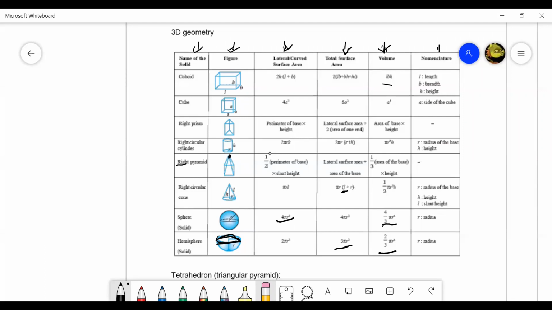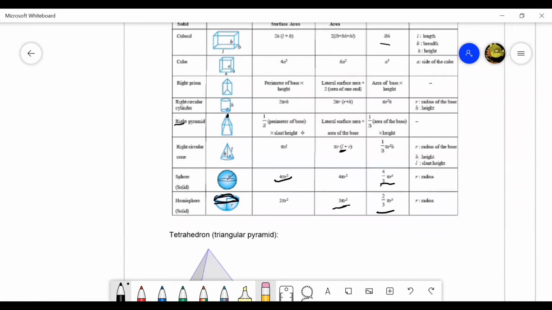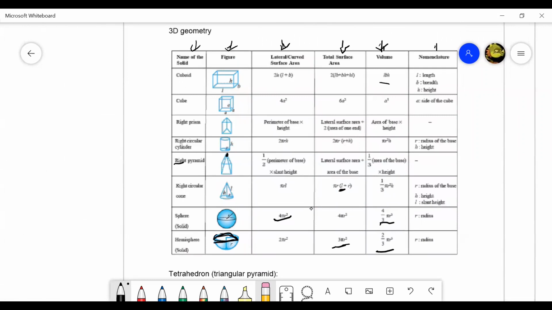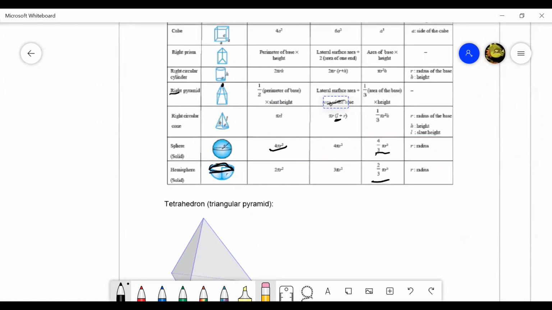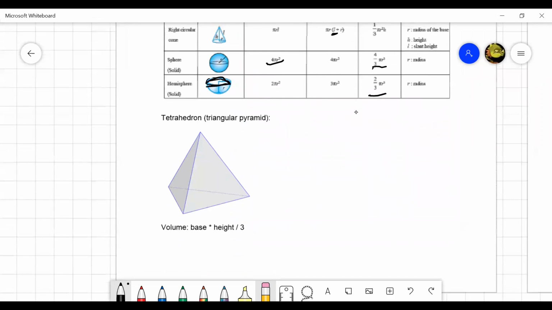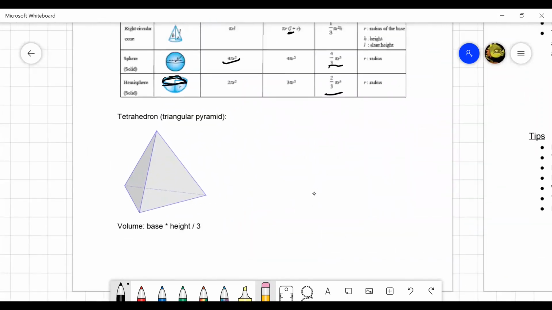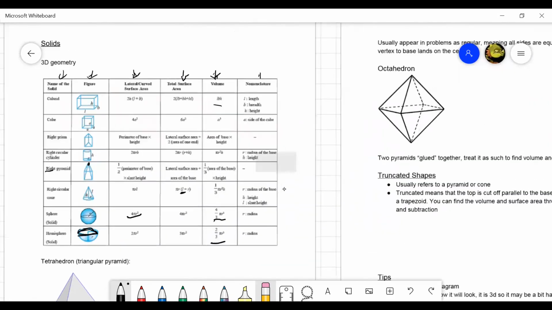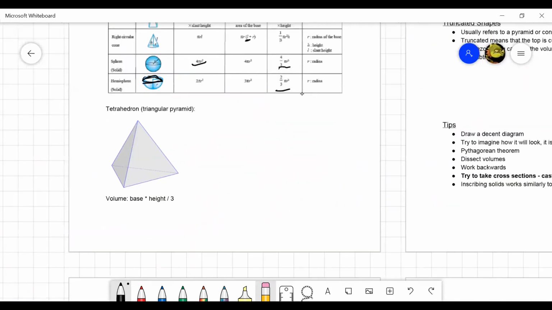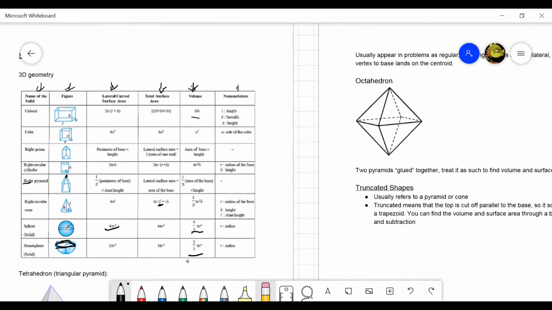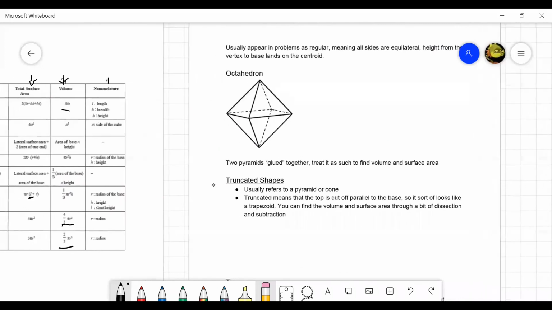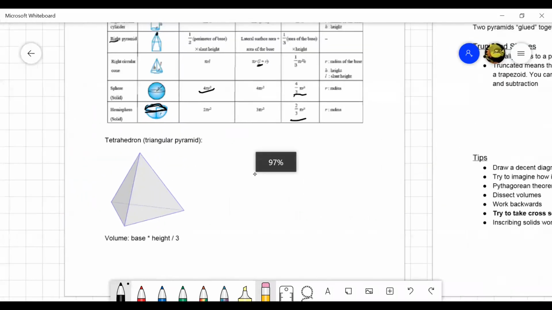So if anyone has any questions, feel free to ask. If not, I'm going to move on to tetrahedron. And actually, I'm not going to. Okay, never mind. I am going to talk about it.